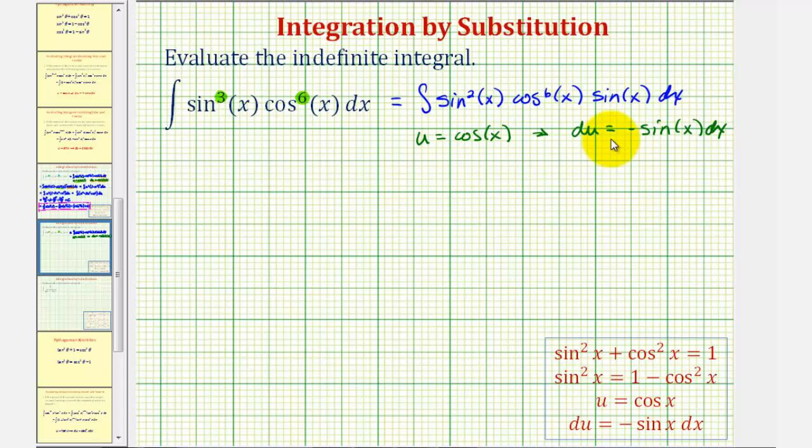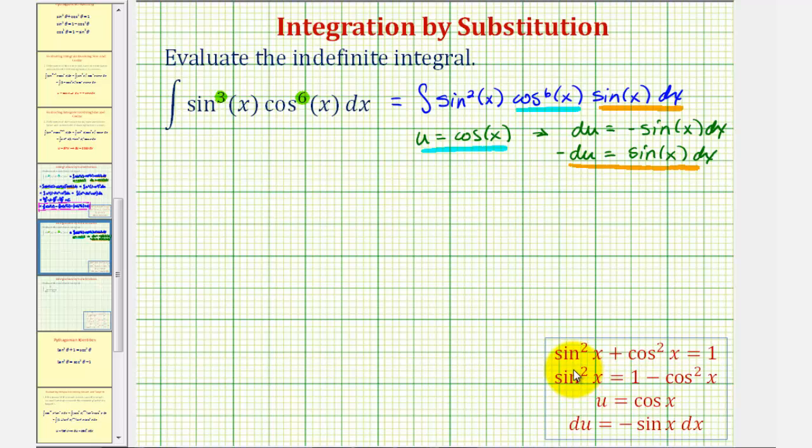Let's go ahead and rewrite this second equation here as negative du equals sine x dx. Now if we take a look at what we have now, using u equals cosine x, we could substitute u to the sixth for cosine to the sixth x. And we could also substitute negative du for sine x dx. Notice how this leaves us with this extra factor of sine squared x, which we'll write in terms of cosine and then write in terms of u.